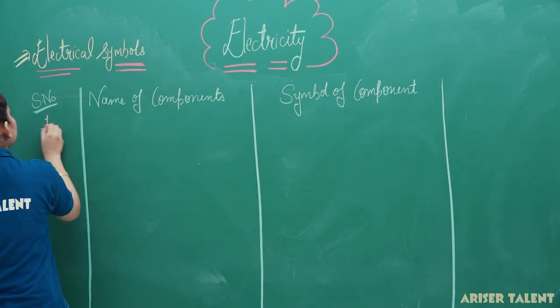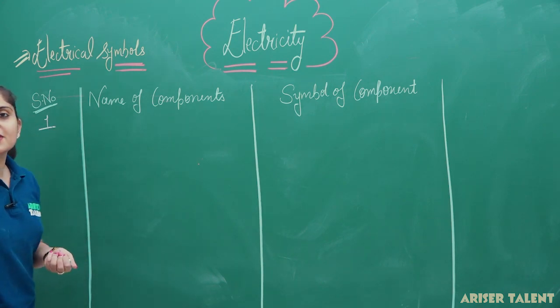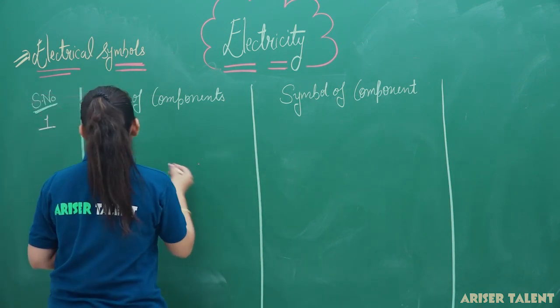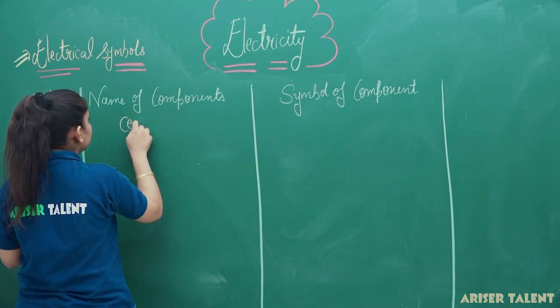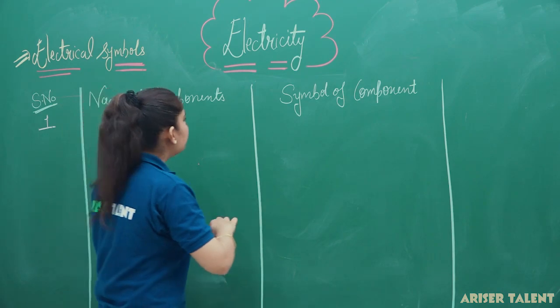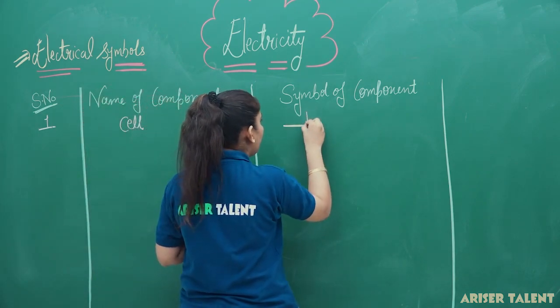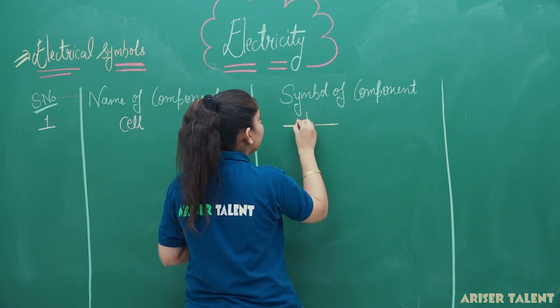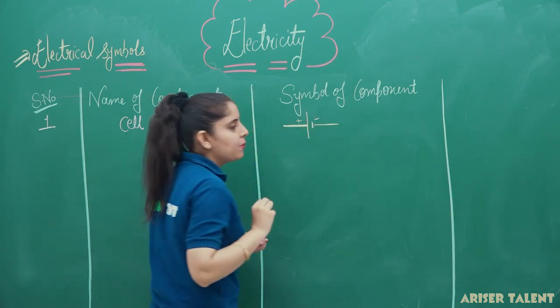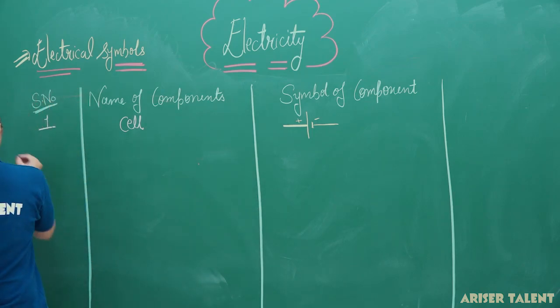Let us draw first the basic symbol of the cell that we use in the circuit. The first component we have is the cell. What will be the symbol of a cell? The cell will be simply drawn as one large terminal and one small terminal. That is the positive one, that is the negative one. So this is the symbol of the cell we have.